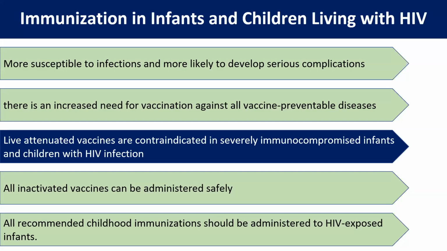So these children are more susceptible to infection and more likely to develop serious complications. So there is an increased need for vaccination against all vaccine preventable diseases. We need to always keep in mind that live attenuated vaccines are contraindicated only in severely immunocompromised infants and children with HIV infection. All inactivated vaccines can be given safely. All recommended childhood immunization should be administered in HIV-exposed infants.